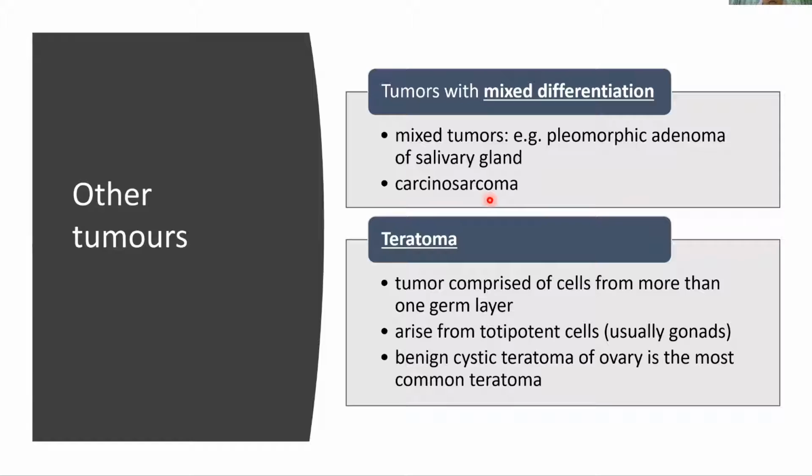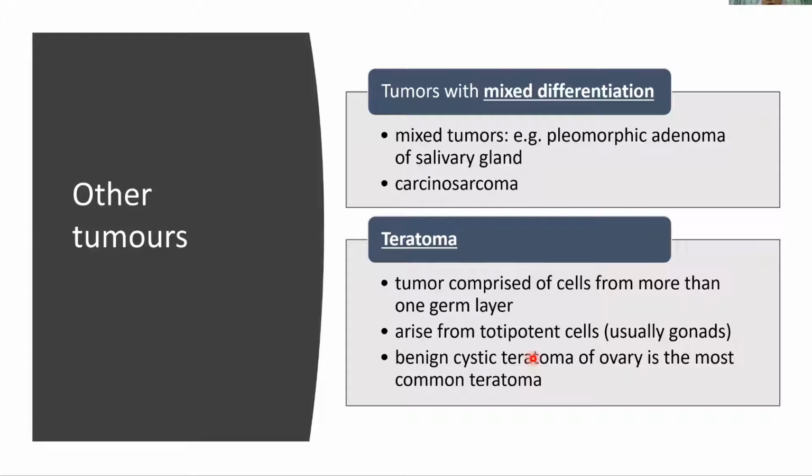Carcinosarcoma is a malignant tumor composed of a carcinomatous element and a sarcomatous component. Okay, the fourth category is teratoma. A teratoma is a tumor comprising cells from more than one germ cell layer.